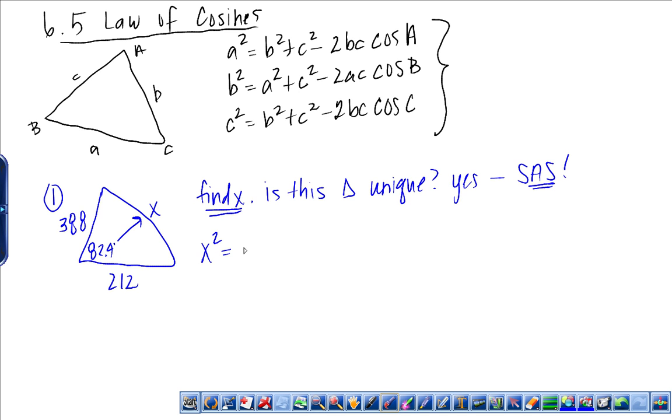So X squared is equal to my sides that I'm going to add, and it doesn't matter which one you start with. So this is 212 squared plus 388 squared minus 2 times the product of those two numbers, so 212 times 388. And then I'm going to do cosine of the angle opposite of where I began, 82.4.